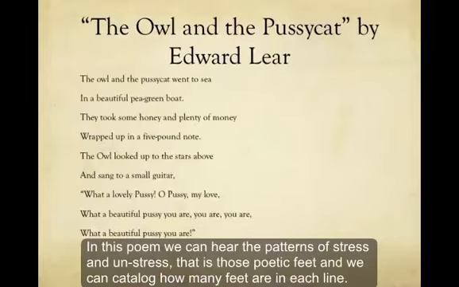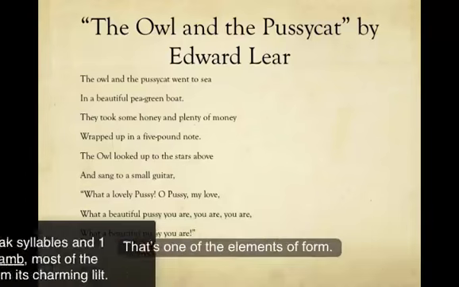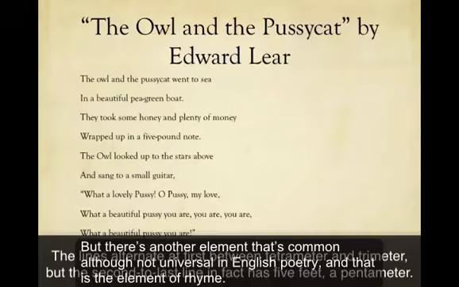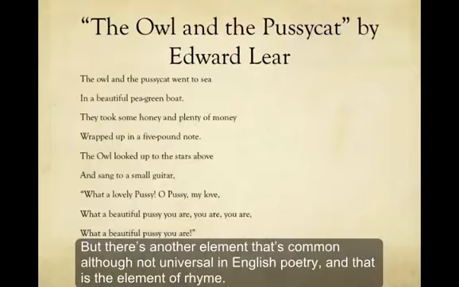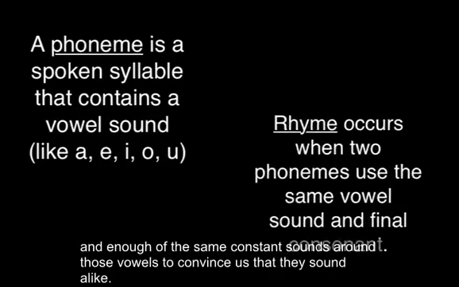In this poem, we can hear the patterns of stress and unstress, that is, those poetic feet. And we could catalog how many feet are in each line. That's one of the elements of form. But there's another element that is common, although not universal, in English poetry, and that is the element of rhyme. Rhyme is a phenomenon that occurs when two phonemes, or spoken syllables, have the same vowel sound and enough of the same consonants around those vowels to convince us that they really do sound alike.